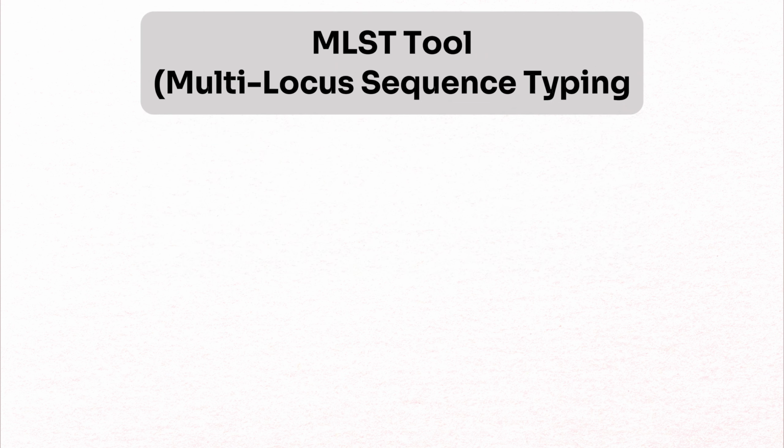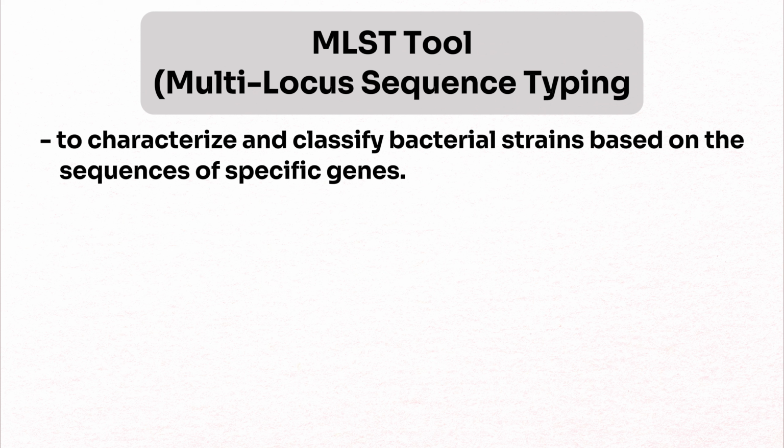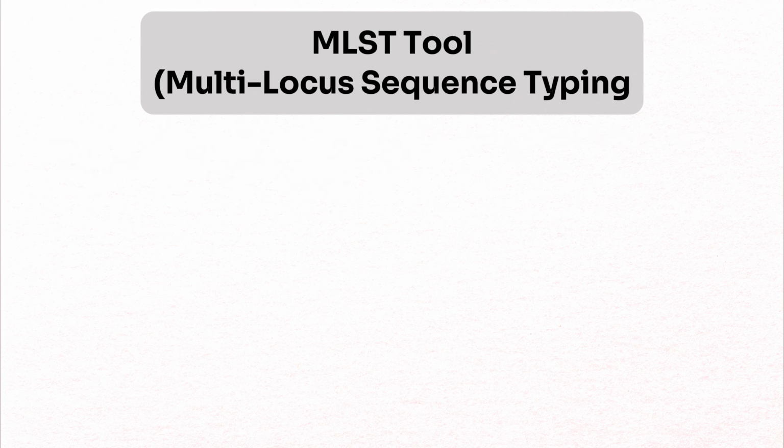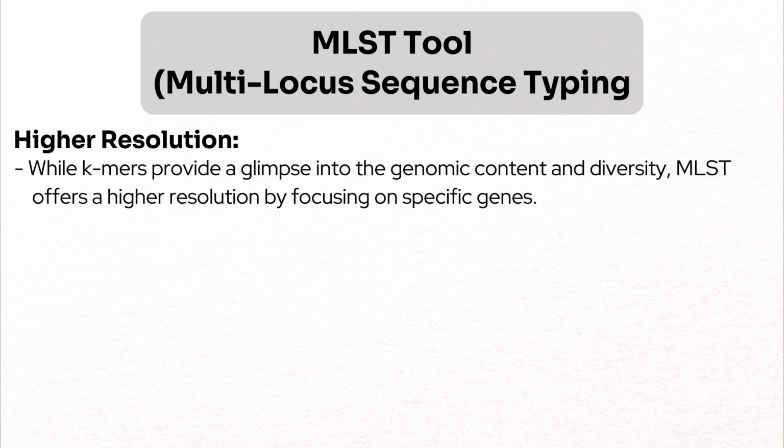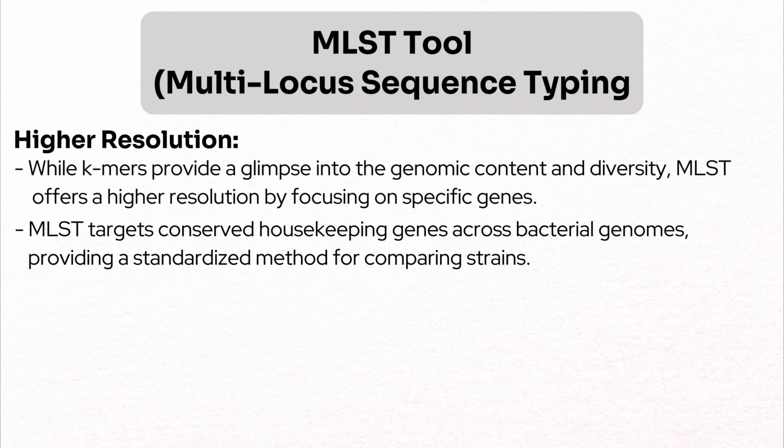After finding Kmers, short sequences of DNA bases of length K, multilocus sequence typing, MLST, is used to characterize and classify bacterial strains based on the sequences of specific genes. Here's why MLST is a valuable tool after identifying Kmers. Higher resolution. While Kmers provide a glimpse into the genomic content and diversity, MLST offers a higher resolution by focusing on specific genes. MLST targets conserved housekeeping genes across bacterial genomes, providing a standardized method for comparing strains.